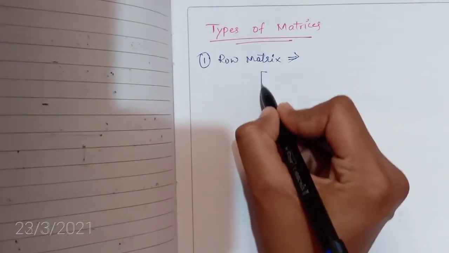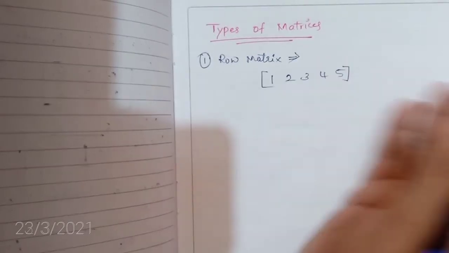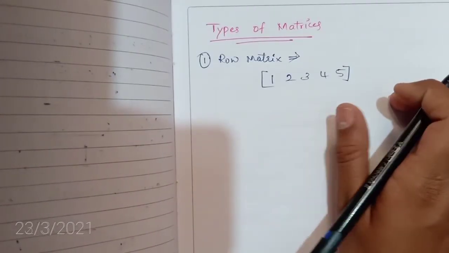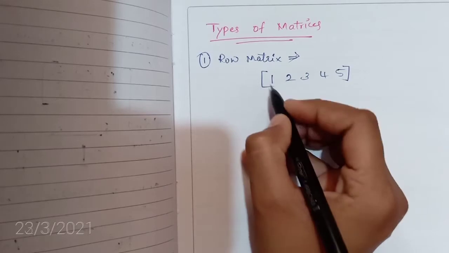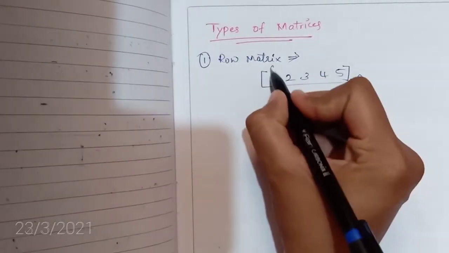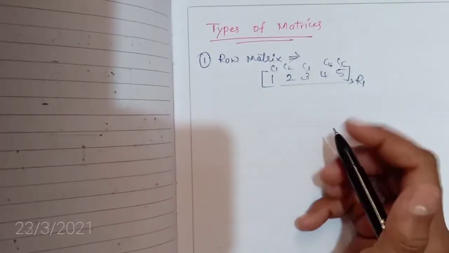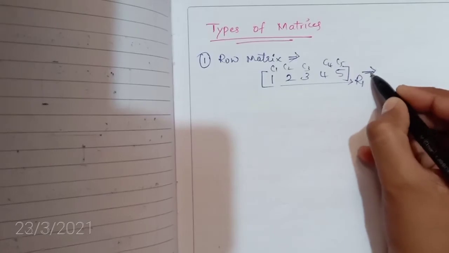So how do you represent? Say 1, 2, 3, 4, 5. You can write any number of columns. Okay, but the row is this one, R1 only. What about columns? C1, C2, C3, C4, C5. There are 5 columns. Okay, so what is the order of this matrix?